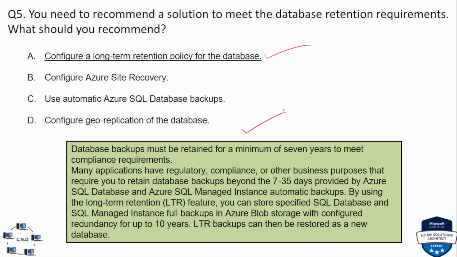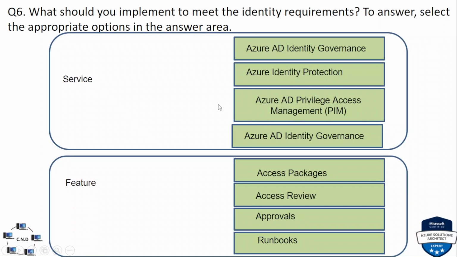And this is the explanation of this correct option. Again, you can read the explanation if you want. Question number 6 is that what should you implement to meet the identity requirements? To answer, select the appropriate options in the answer area.